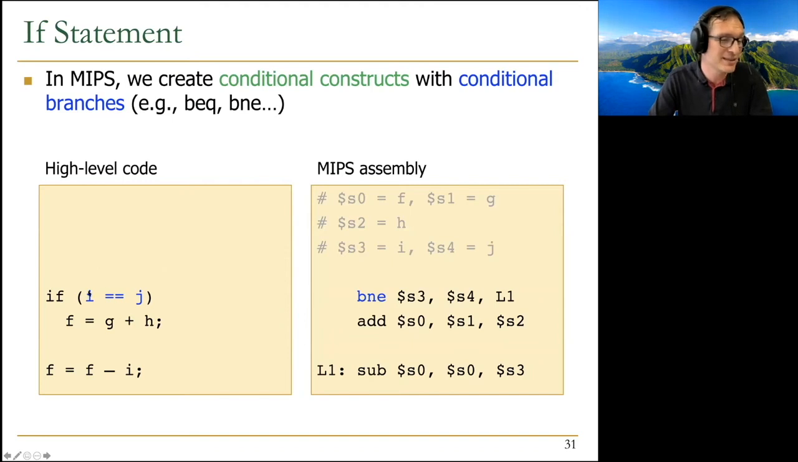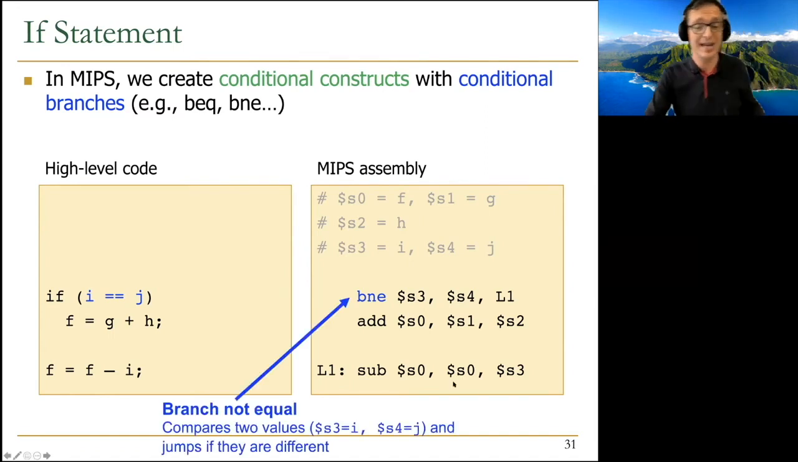One way of programming this in MIPS is, basically we branch not equal if $s3 and $s4 are not equal, assuming that $s3 and $s4 contain i and j. And if they're not equal, we skip the add. That's what this instruction says, right? We go to L1, which is the label of the next instruction. So if $s3 and $s4 are not equal, branch not equal, then go to L1. If they're equal, we're going to do the add. It's very simple. You compare two values, and you branch if the two values are different.